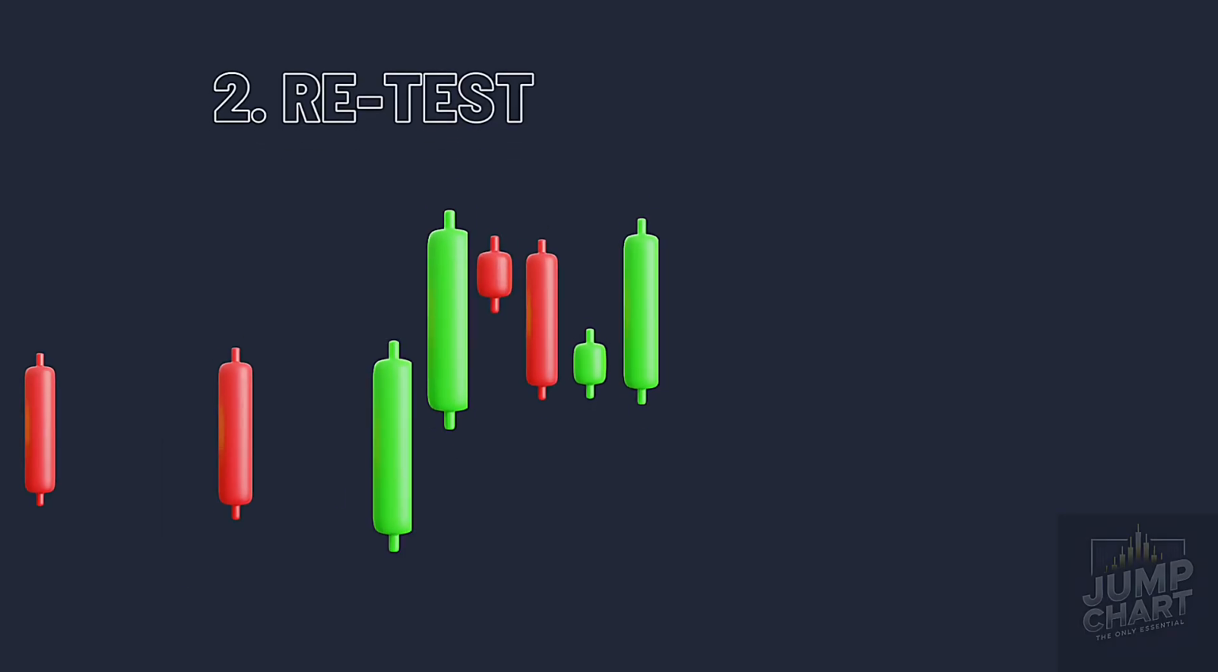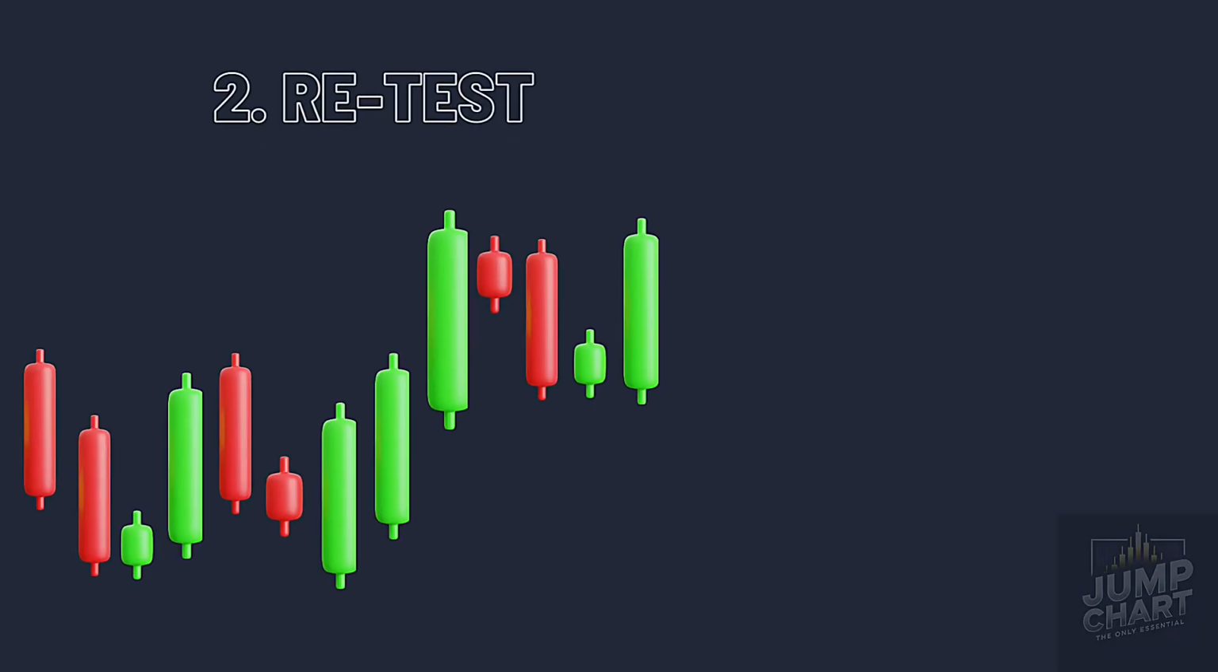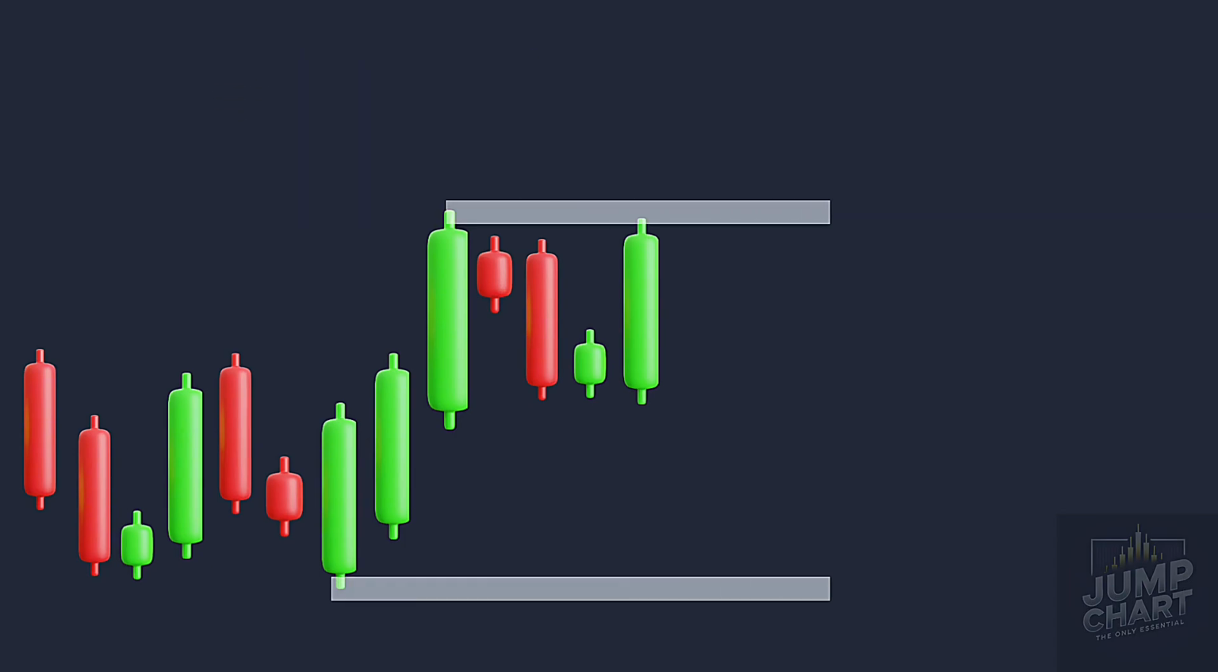Now we move to trade type 2, the retest trade. We're back on an animated chart for an example, and for this, essentially the setup reveals itself if for whatever reason you missed the breakthrough trade.